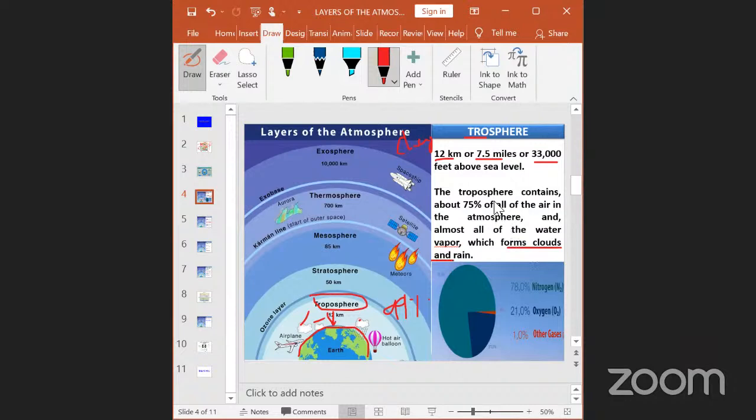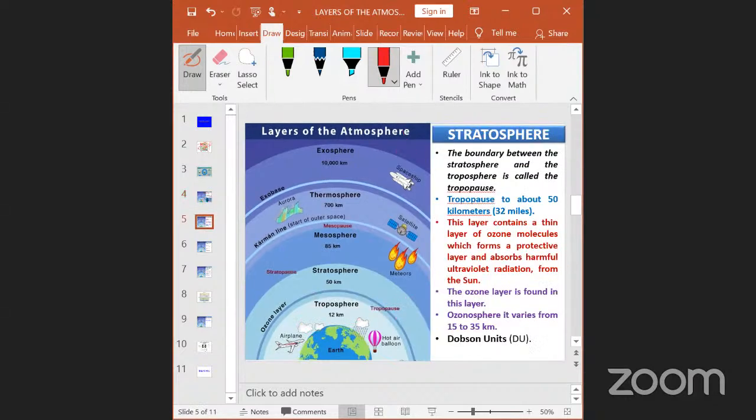In this layer, air is made up of approximately how much? 78% nitrogen, 21% oxygen, and 1% other gases, including argon and water vapor and also carbon dioxide. And part of this, what we observe here, what is happening? The temperature decreases, as you see in this graph, right?